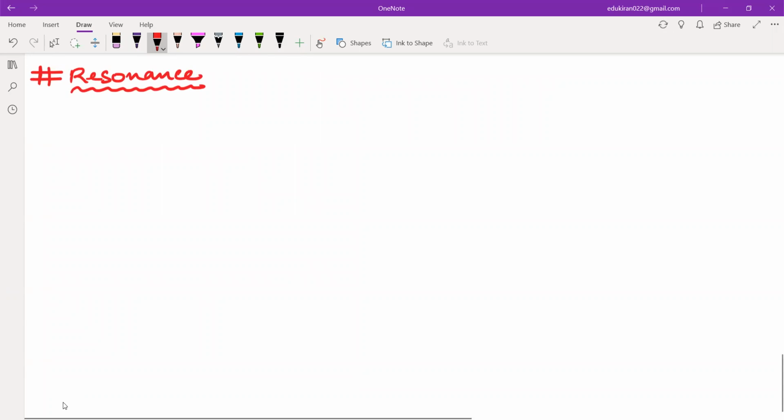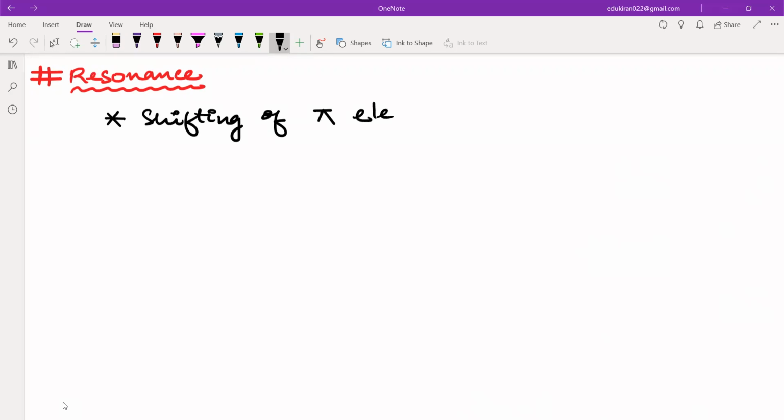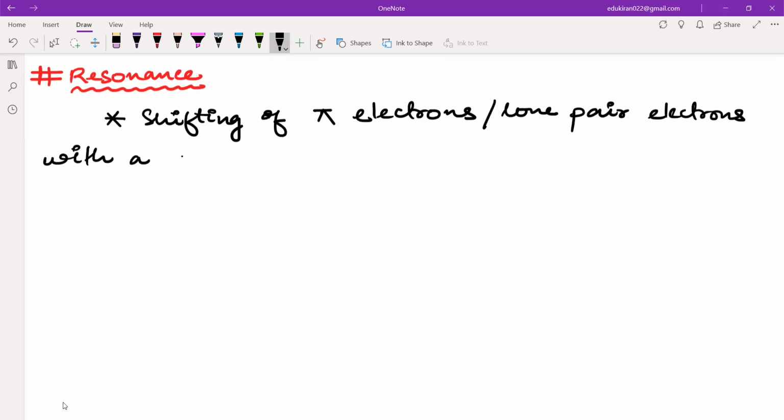Resonance. What is resonance? Shifting of pi electrons or lone pair electrons within a compound. Initially we saw what is inductive effect. In inductive effect, the sigma electrons were shifting. Here, the pi electrons are shifting.